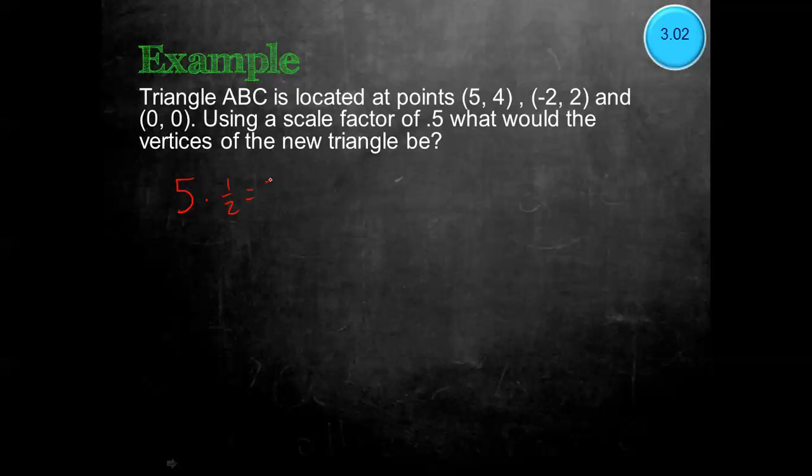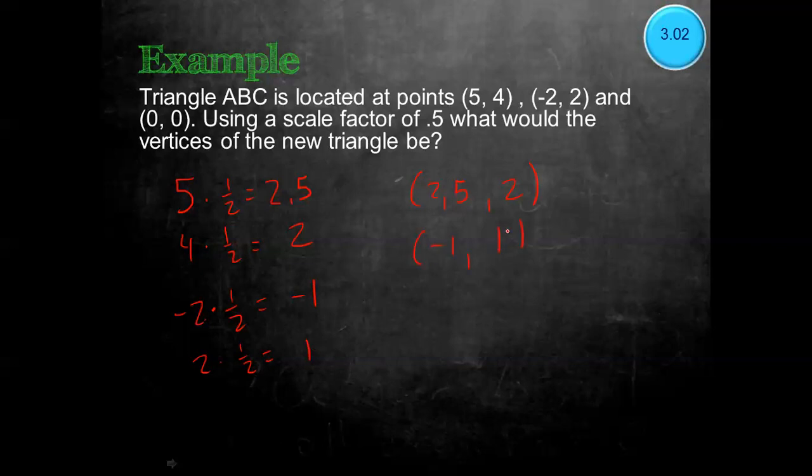And that's going to give us 2.5. And then we're going to take 4 times 1/2, which is going to give us 2. So one of the new points would be 2.5 and 2. And then we're going to take -2 times 1/2. That's going to give us -1. And then 2 times 1/2, that's going to give us +1.